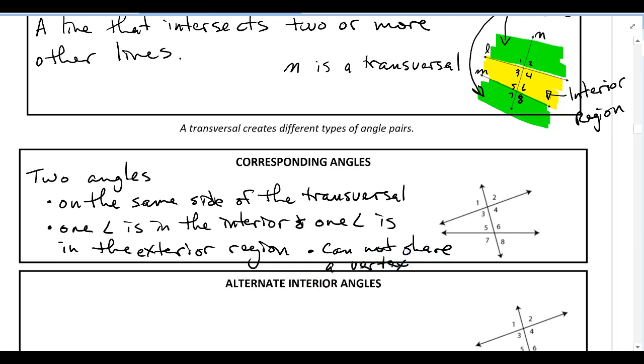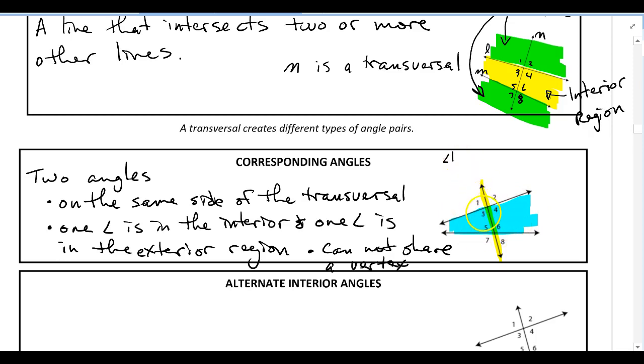So let's see if we can find some angle pairs in this picture that would be corresponding angles. So they have to be on the same side of the transversal. So here's my transversal. So they either both have to be on the left side or they both have to be on the right side. One has to be in the interior region. So here's my interior. And then everything that I haven't highlighted would be my exterior, and they cannot share a vertex. So if I pick angle 1, angle 1 is on the left side, so I need another angle on the left, but it has to be on the interior, so it's going to be in the blue shaded region, but it can't share a vertex.